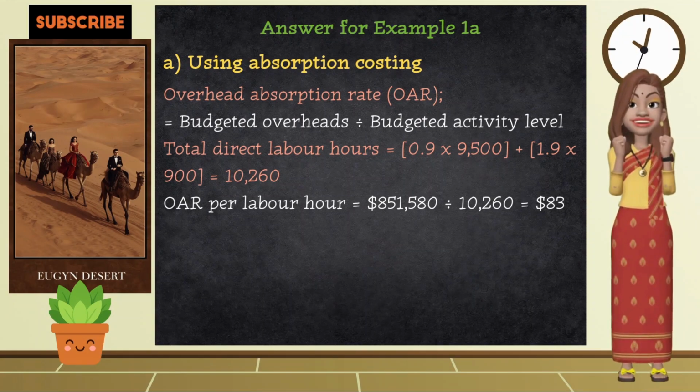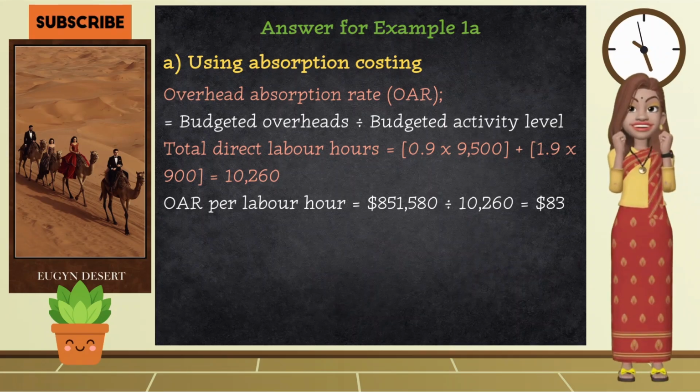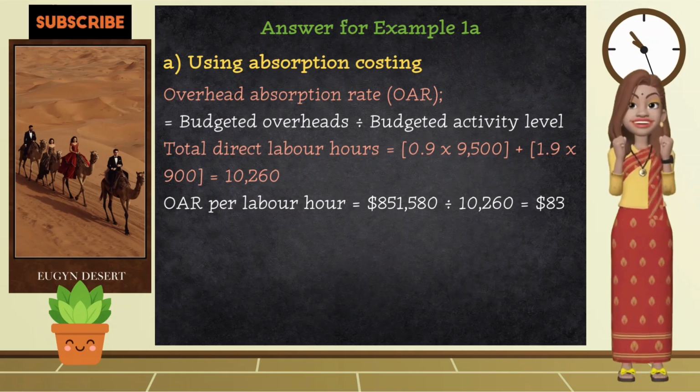To calculate the total labor hours for the 2 products, we take the labor hours per unit times the number of units. Using the data from the question, we find that the total direct labor hours is 10,260. Next, we get the overhead absorption rate per labor hour. We take the overhead cost divided by the total labor hours. That will give us $83.